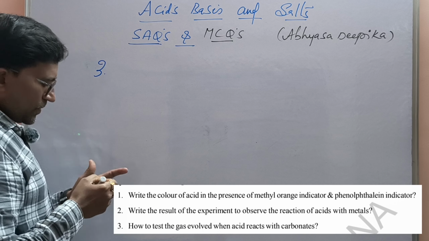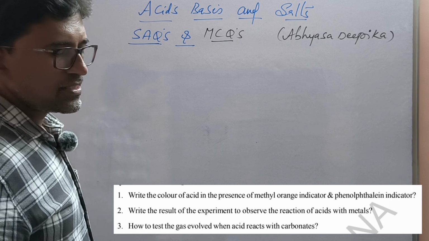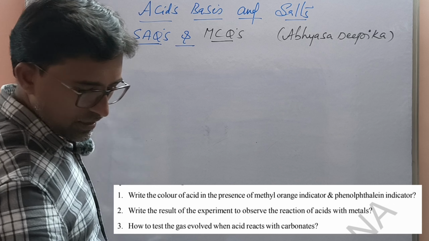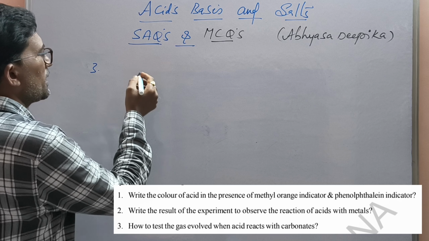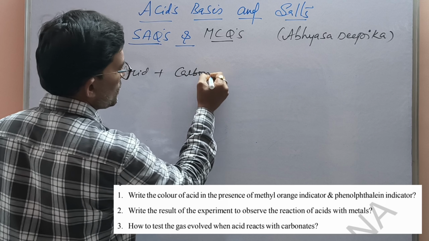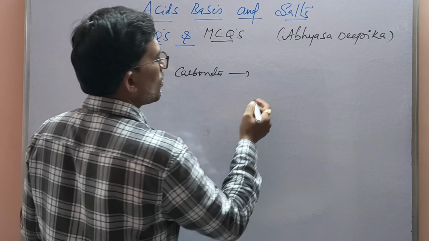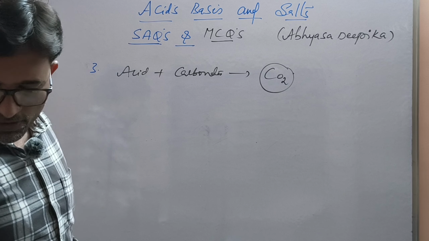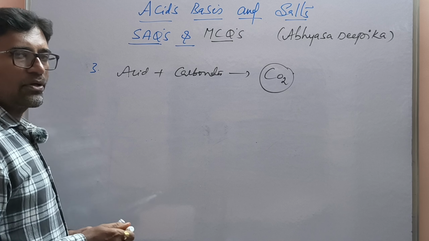The third question is how to test the gas evolved when acids react with the carbonates. For example, the reaction of acid with the carbonates. I will give an example. The gas liberated is commonly carbon dioxide gas. The other products depend on the type of acid and which carbonate you are going to take.